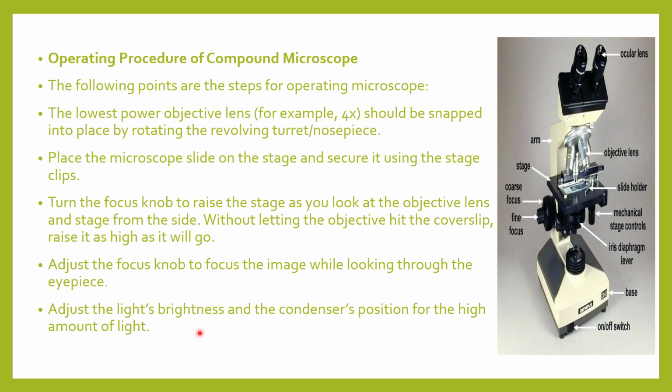Then you can also adjust the brightness of the light, how much light has to be produced. You can adjust the condenser's position also. If more light is required, the condenser's position can be adjusted. Like that, it's only placing the mounted slide onto the stage, clipping it, and then all sorts of adjustments to be done.